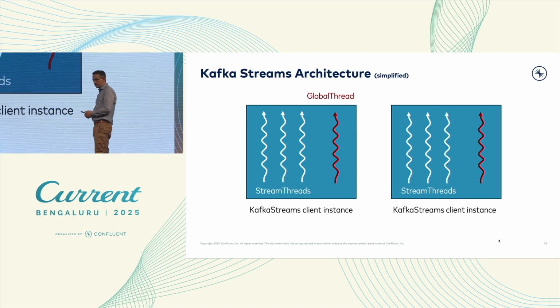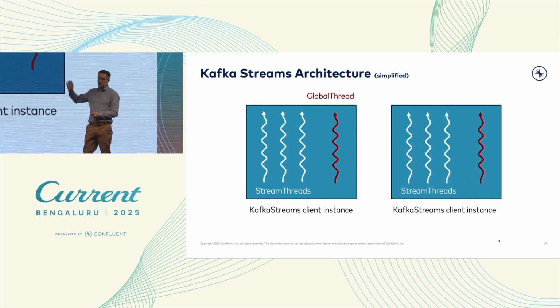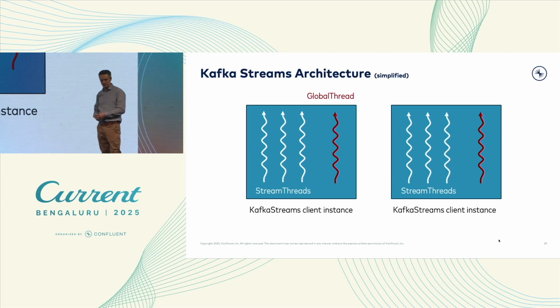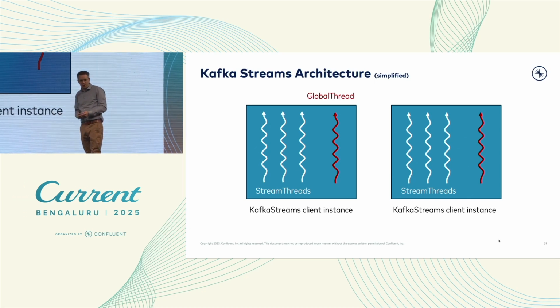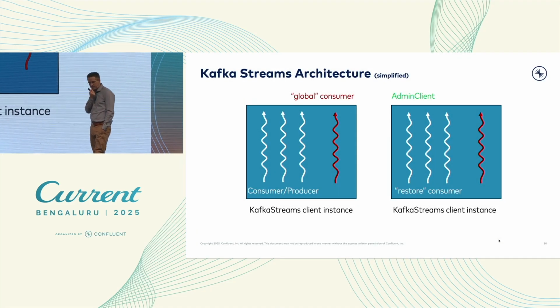So in addition to that, if you use a global K-table or a global store, you also get an additional thread that is called the global thread. That is maintaining this global K-table for you. So far, so good. I mean, that's just threads. That's not a problem. But now we need to look into what kind of clients we need to use to actually make this work.